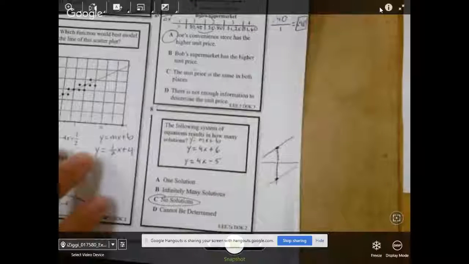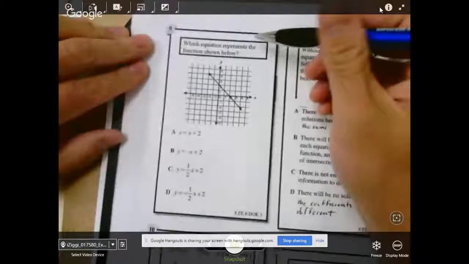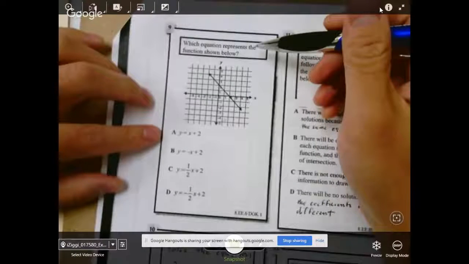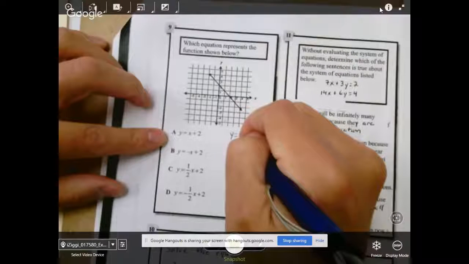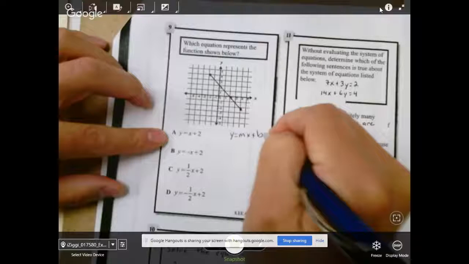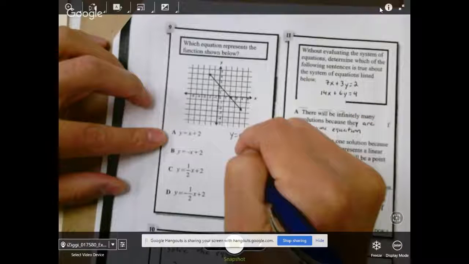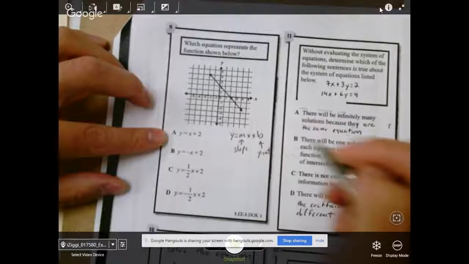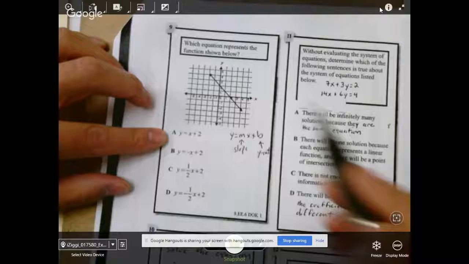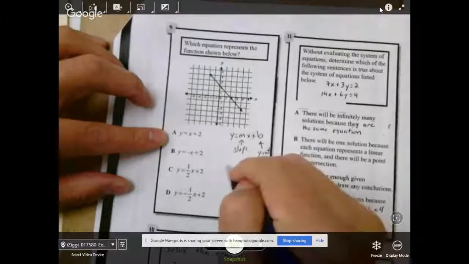Number 9, which equation represents the function below? It looks like you want y equals mx plus b. B is the y-intercept, and m is the slope. The y-intercept looks like it's 2. Look at all these y-intercepts, positive 2. So y equals, it's going to be a positive 2. Now you have to find the slope.